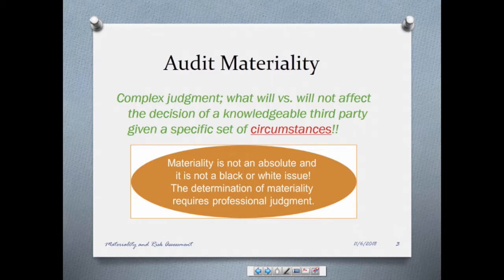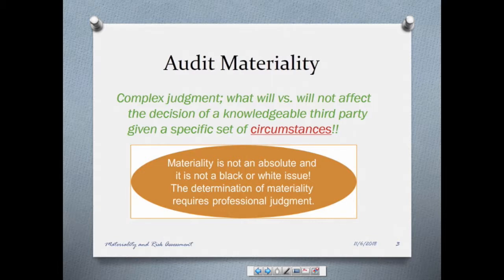Of that 700,000, which is the planning materiality, the auditor allocates that materiality to different accounts in the balance sheet. So they might allocate 200,000 to accounts receivable, 300,000 to inventory, 100,000 to accounts payable, right? And so when the auditor individually audits those accounts, what they're saying is that if accounts receivable is misstated by 200,000 or more, then accounts receivable would be materially misstated. So that is how they allocate it.